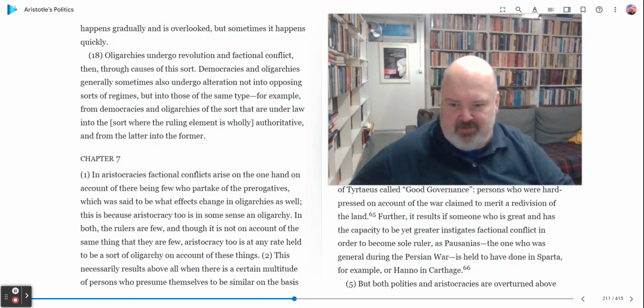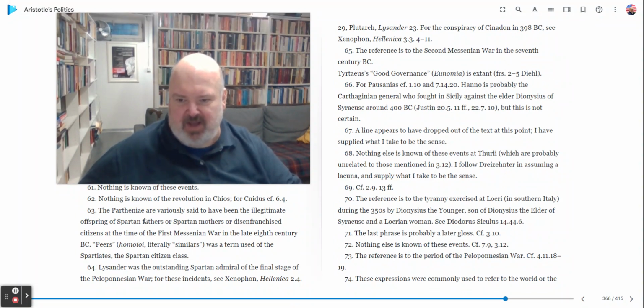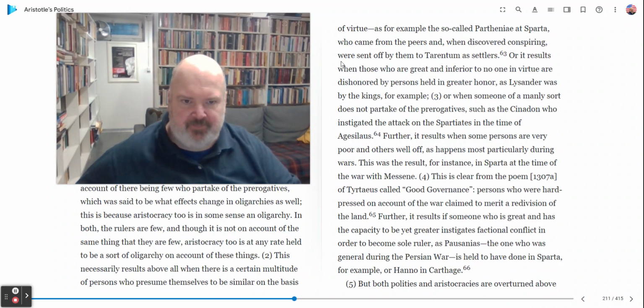Now, paragraph 2. "This necessarily results, above all, where there is a certain multitude of persons who presume themselves to be similar on the basis of virtue, as, for example, the so-called Partheniai at Sparta, who came from the peers, and when a conspiracy was discovered, were sent off by them to Tarentum as settlers." The Partheniai are said to have been the illegitimate offspring of Spartan mothers, or disenfranchised citizens, at the time of the First Messenian War in the late 8th century. The peers, the homoioi, literally the similar ones, was a term used of the Spartiates, the Spartan citizen class.